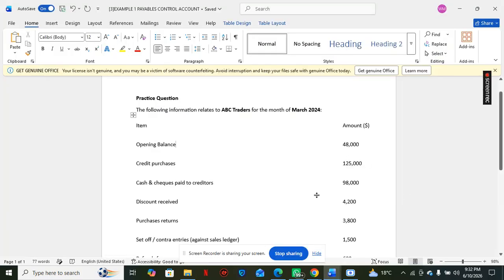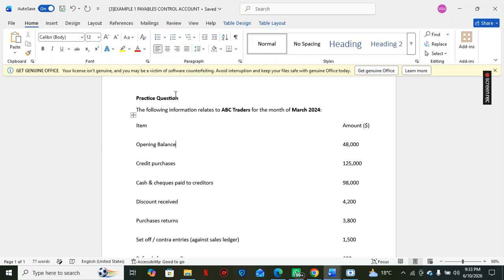Okay, so we're dealing with the payables control account, or what is also called the purchases ledger. These words are used interchangeably: purchases ledger or payables control account. The purpose of this account is to get the total value of what you are owing to your suppliers.